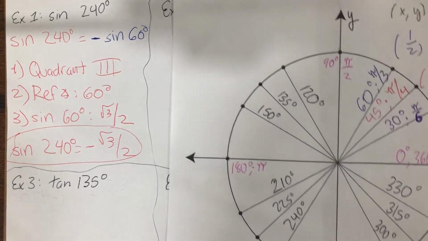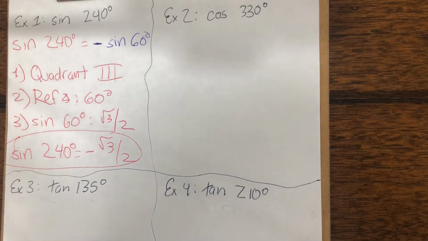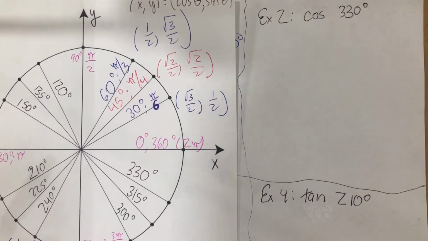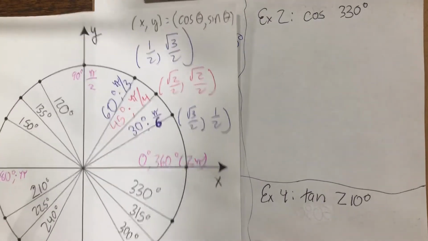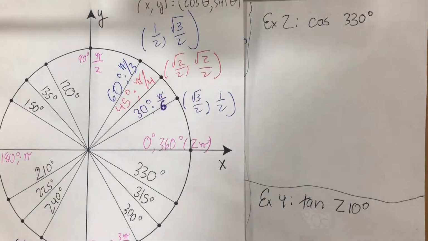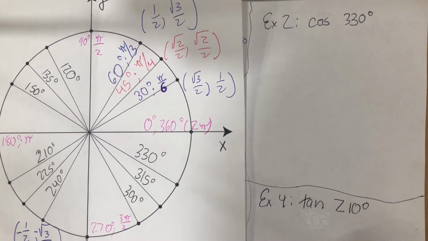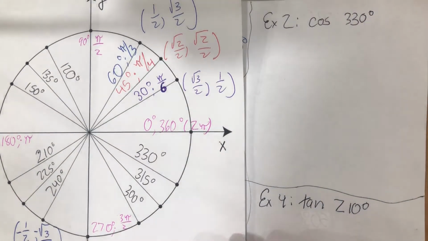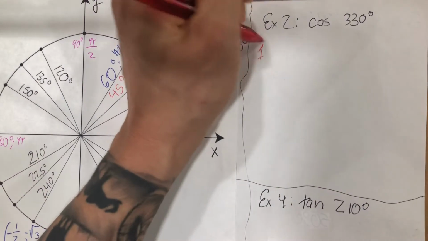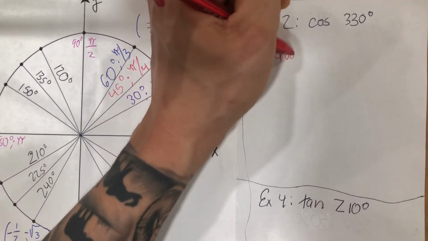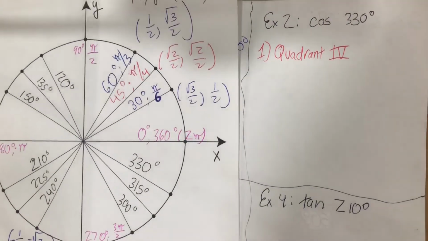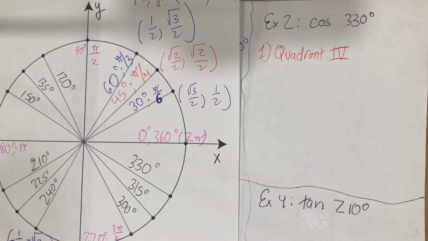All right? So I'm going to do the same technique for the second example, which is cosine of 330 degrees. For my first question, I have to ask myself, where is 330 degrees located? If you take a look at the unit circle, we see that 330 is in between 270 and 360, which is in the fourth quadrant. So for example 2, I'm in the fourth quadrant, quadrant 4.